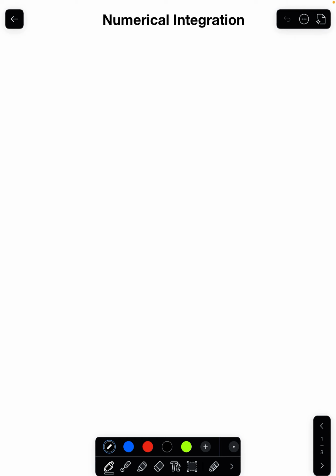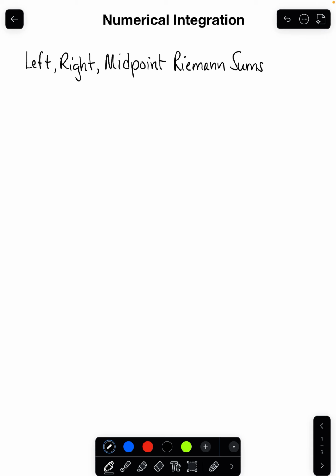In Calculus 1, when you first learn integration, you learn about the left, right, and midpoint Riemann sums. Each of these uses a rectangle drawn on each subinterval to estimate the area under the curve.